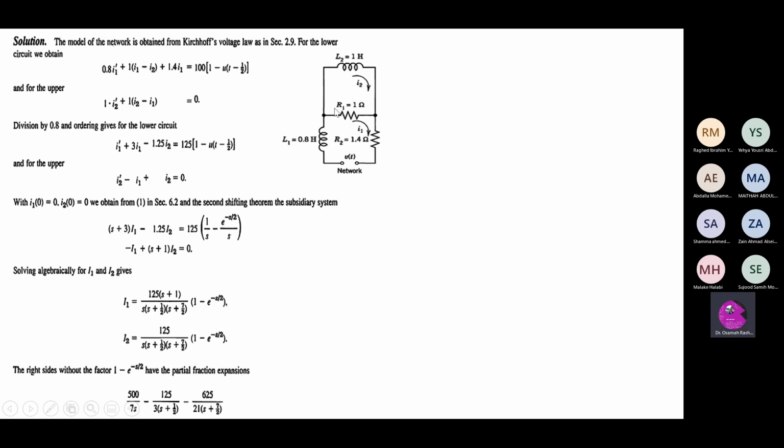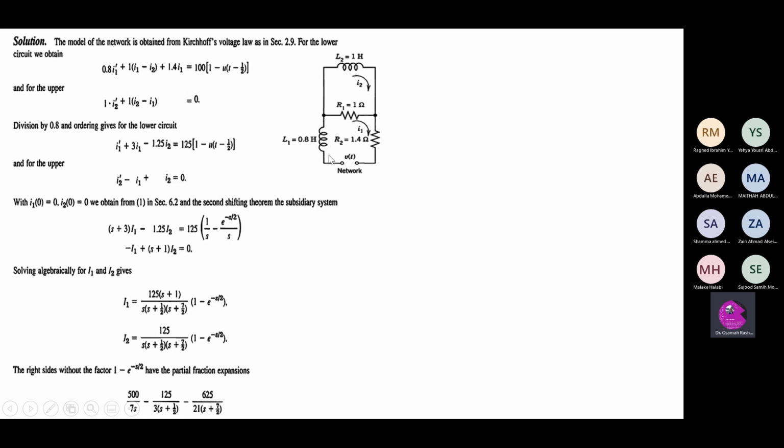And this resistance is common between the two loops. As I said, when you go for this loop, you have it as resistance times current, IR. R is 1, and I have I1 minus I2, plus the other resistance, 1.4, with current I1, equal to the input. The input is 100.